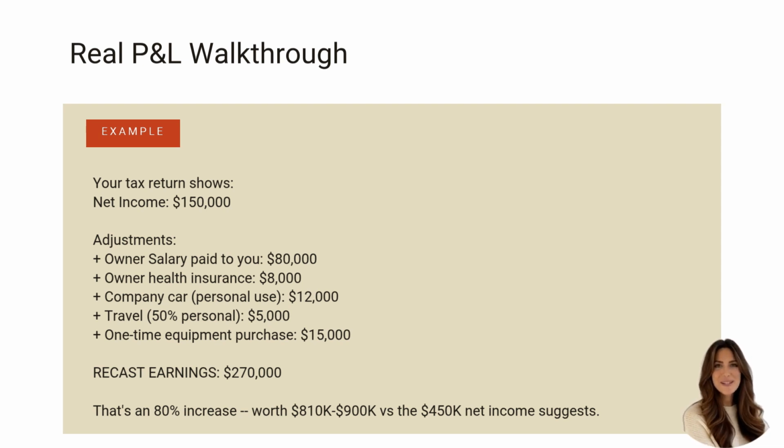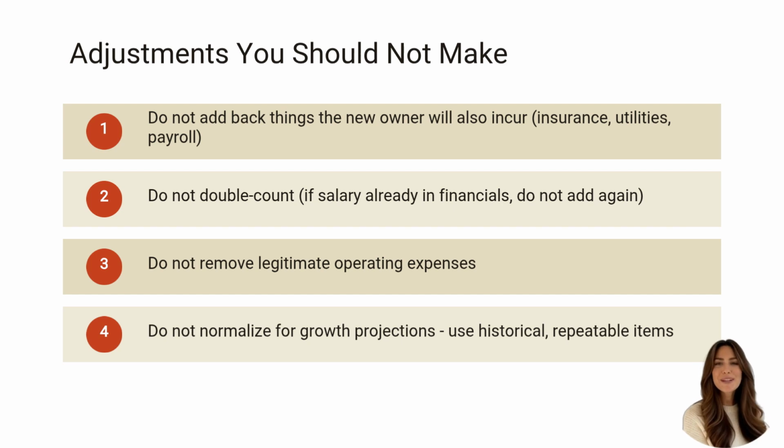Now, when you value the business at 3x earnings, you are looking at $810,000 instead of $450,000. This is why recasting matters so much. Here is where people get confused.